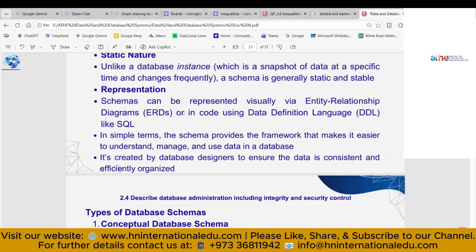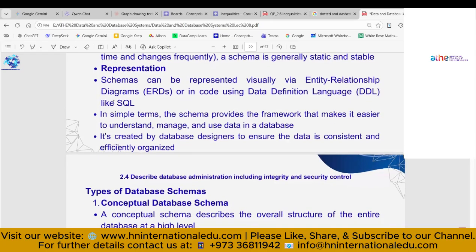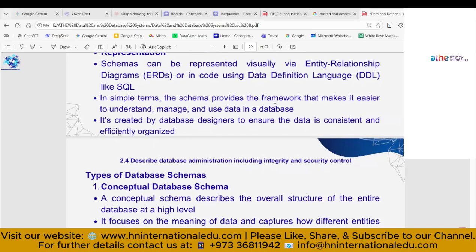They basically highlight which table has which relationship, and the column names and everything, or you can encode them using a data definition language, DDL, like SQL, or use Oracle database management system or PostgreSQL or Microsoft SQL Server to make database schemas. Either way, both can be done. So in simple terms, the schema provides the framework that makes it easier to understand, manage, and use data in a database, and it's created by database designers to ensure that the data is consistent and efficiently organized.